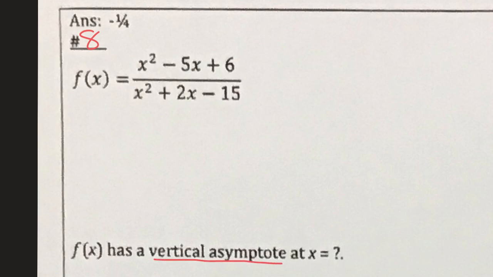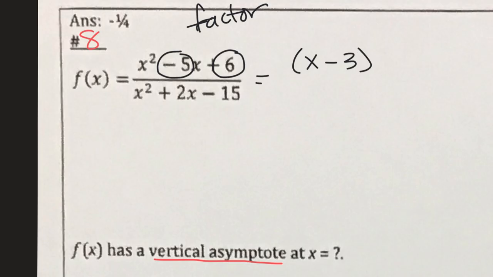Okay, so in order to figure out where our vertical asymptotes are, our first job is to factor all of your quadratics. Get everything into its factored form. So what numbers multiply to give me 6 and add to give negative 5? Right, so x minus 3 and x minus 2 are the factors that would multiply to give us that quadratic, right? Negative 3 times negative 2 is positive 6. Negative 3x, negative 2x added together is negative 5x.